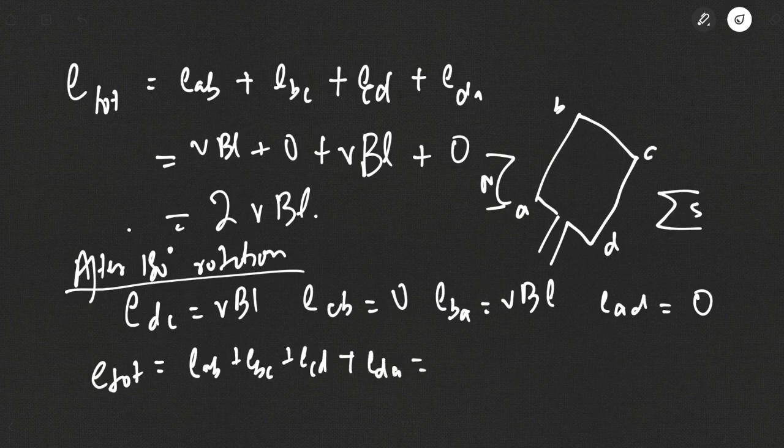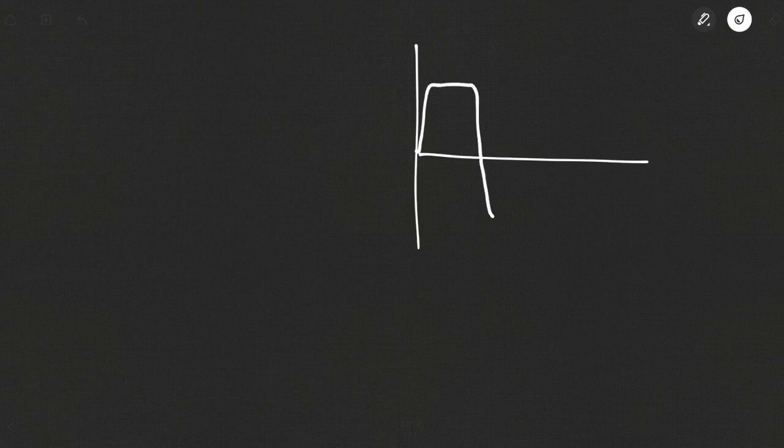Here EBA is equal to VBL, that means EAB is equal to minus VBL, EBC is 0, EDC is VBL, that means ECD is equal to minus VBL. So this becomes minus 2 VBL. So what you can see is we can draw a waveform. This is 2 VBL from 0 to 180 degrees.